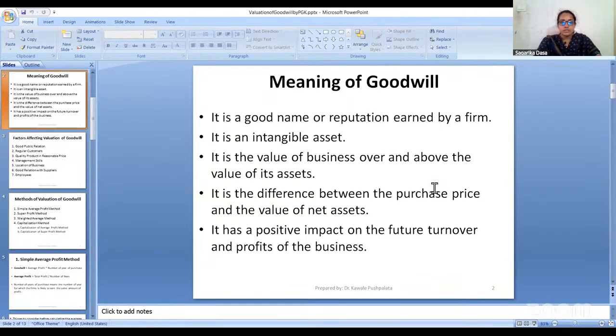First try to understand the word goodwill. The meaning of goodwill is a good name or reputation earned by the firm. When we take any name of a company and try to identify that company, that identification or the reputation of that particular company is called goodwill. When we say Reliance Industries, everyone can easily identify. Why? Because of the name and fame that the company has got in the market. So that name and reputation of a company, we call it goodwill.